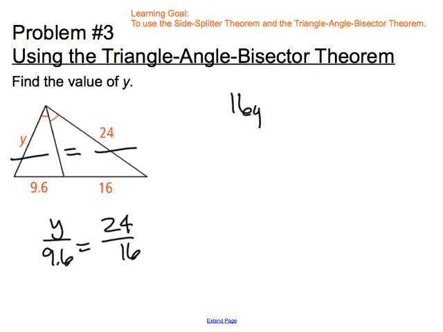Cross multiplication gives us 16y equals 230.4. And dividing both sides by 16, we get y equals 14.4. So in this case, the value of y is 14.4.